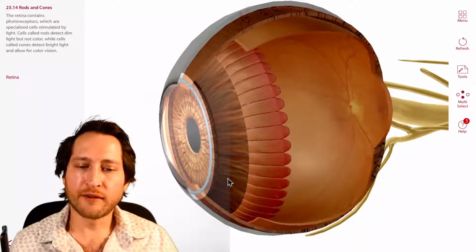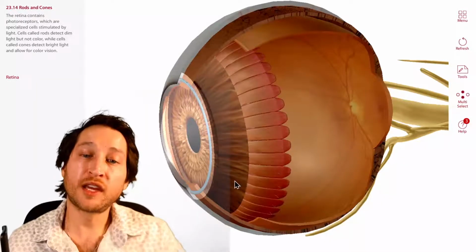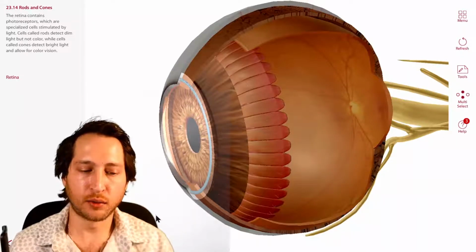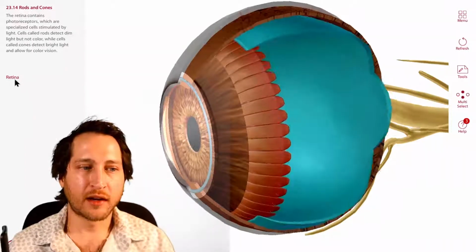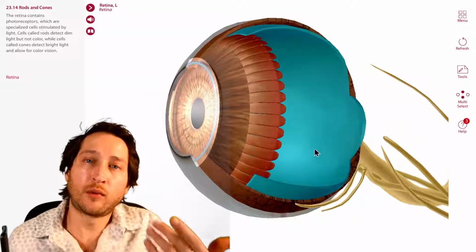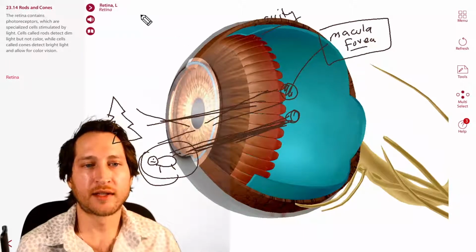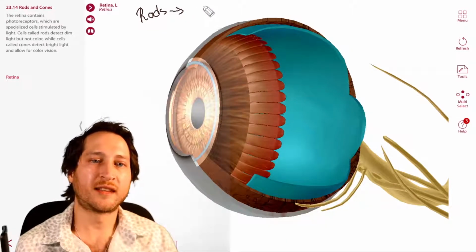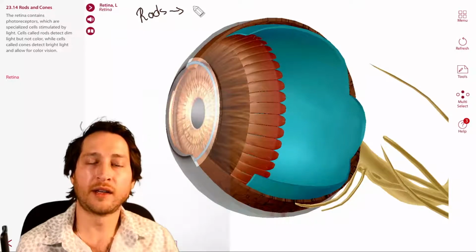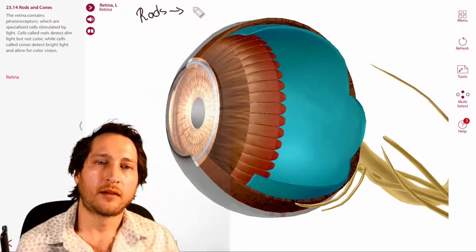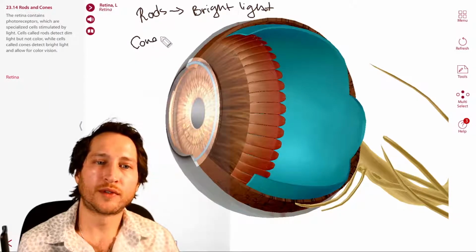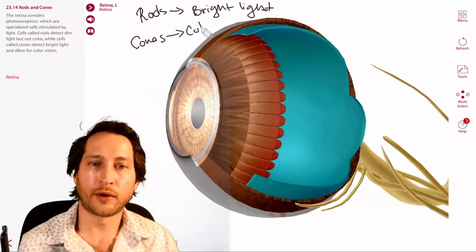So we're going to end this with a few videos that summarize this and talk about how we get that visual information into the brain. So I said the retina is the photosensitive layer, and what that means is this layer contains rods, which are going to be important for sensing basically brightness of light, bright and dim light, and then cones, which are essential for interpreting color.